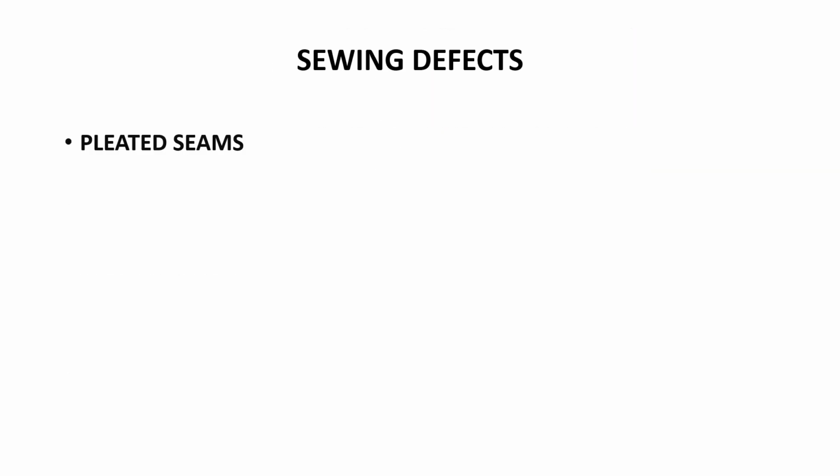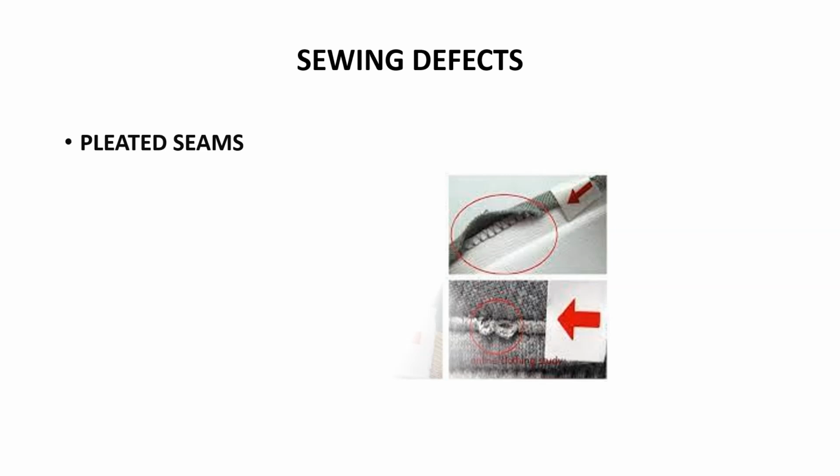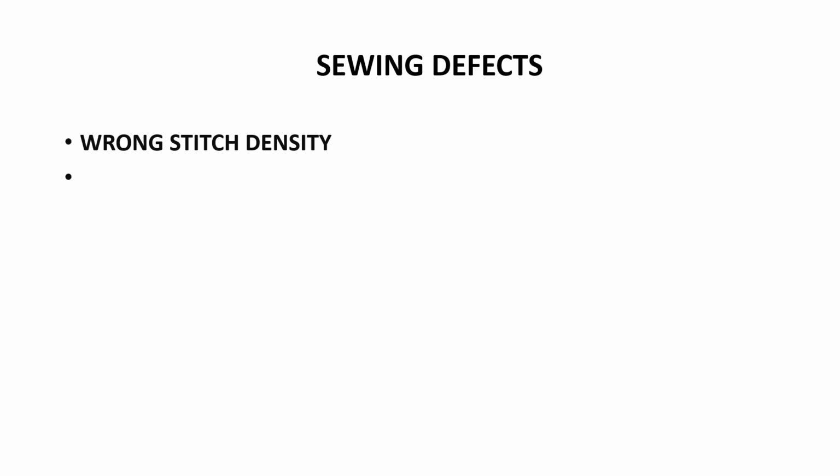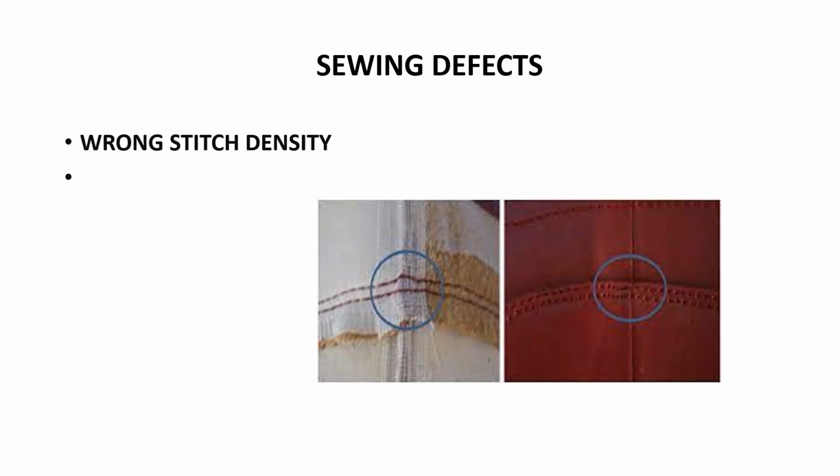Now, sewing defects also include pleated seams, so that also can come as a sewing defect. When you are talking about sewing, there must be some difference in the way the stitching happens. Some areas may be a little denser, some areas a little looser. Such a situation may come, and we call it stitch density. So, wrong stitch density in a garment is also a big problem in the sewing operation, and we must control it. Wrong stitch density means that at a particular area it looks like more threads are there.